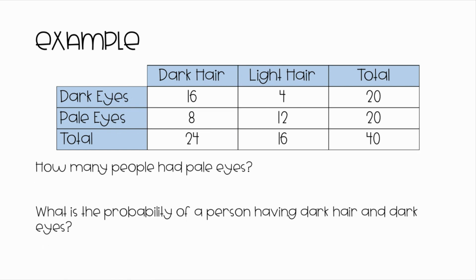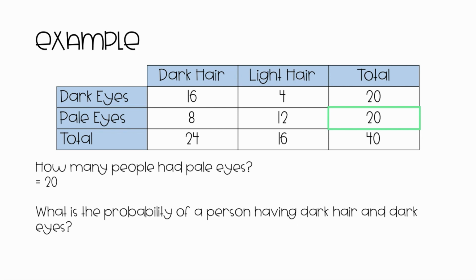How many people on their own had pale eyes? It doesn't matter about their hair colour in this case, so we're just going along the people who had pale eyes. 8 people here had pale eyes and 12 people here had pale eyes. So in total, 20 people had pale eyes.